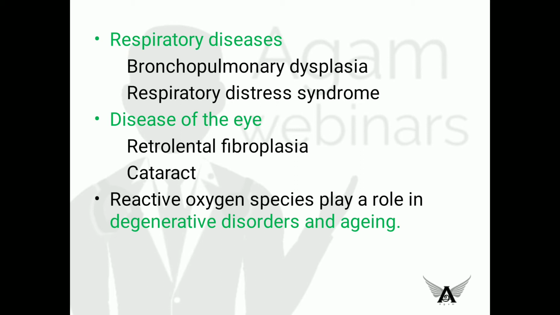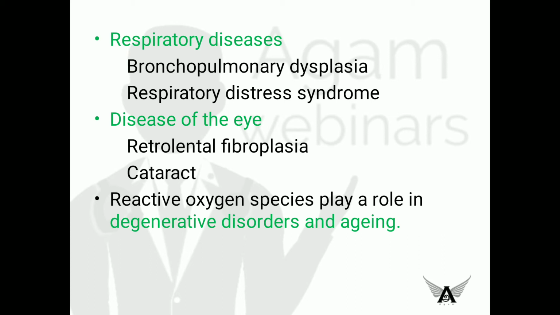Next, in respiratory diseases, there are two conditions. First is bronchopulmonary dysplasia, and the second is adult respiratory distress syndrome. In bronchopulmonary dysplasia, when a newborn is treated with a high concentration of oxygen for a longer time, the respiratory epithelium is converted into bronchopulmonary dysplasia. Next is respiratory distress syndrome. Whenever neutrophils are secreted to the lungs, they secrete free radicals and lead to pulmonary edema.